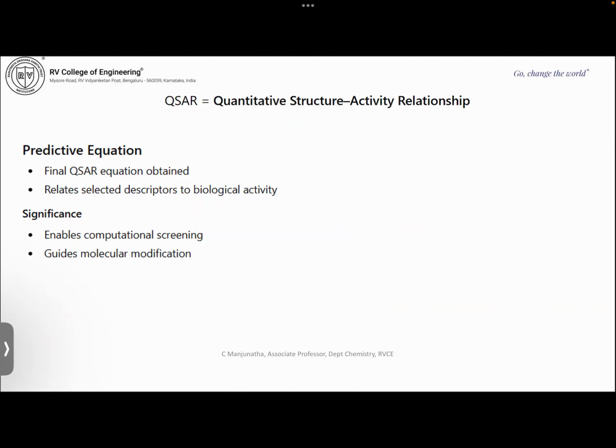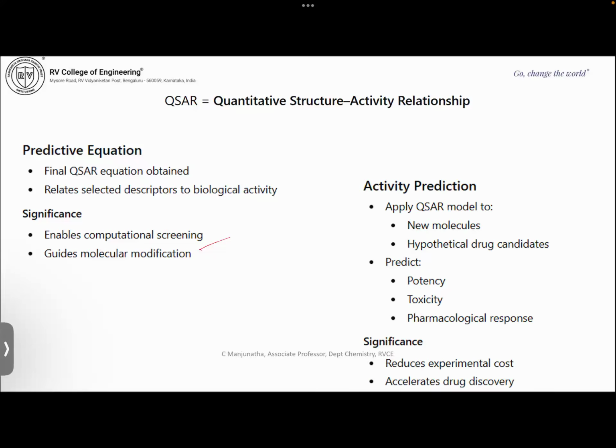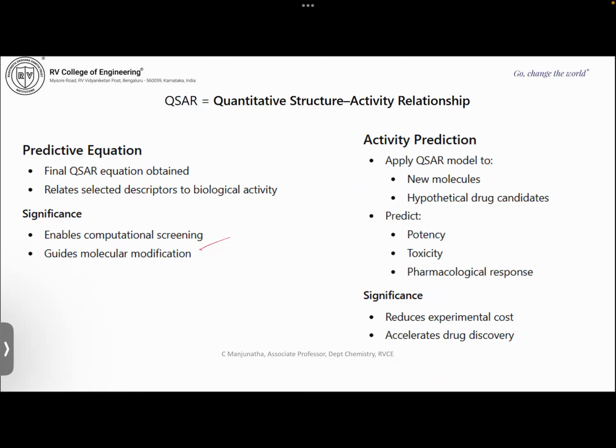So then we have a predictive equation. The final QSAR equation is obtained. It relates selected descriptors to biological activity. It enables computational screening and guides molecular modulation. Then the final step is activity prediction.